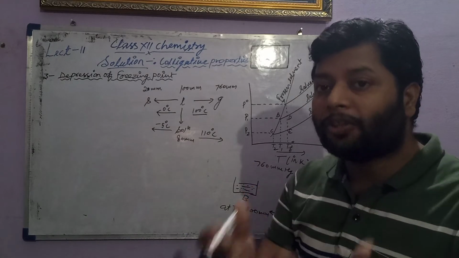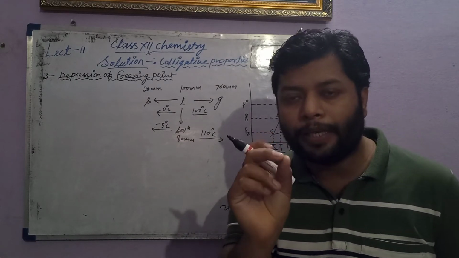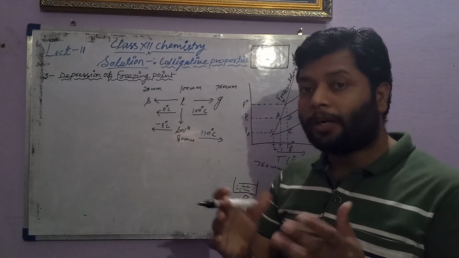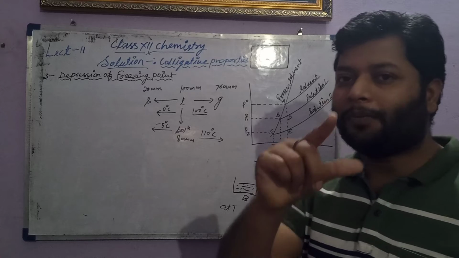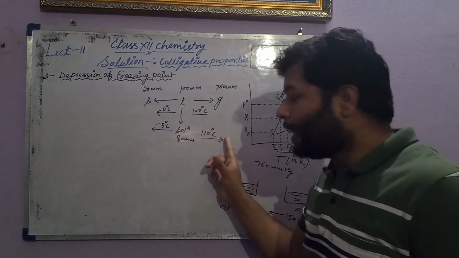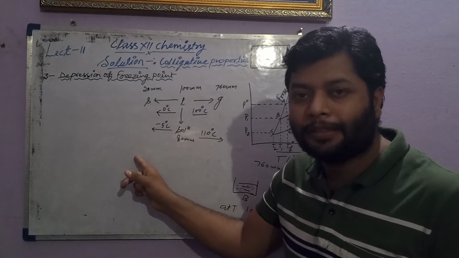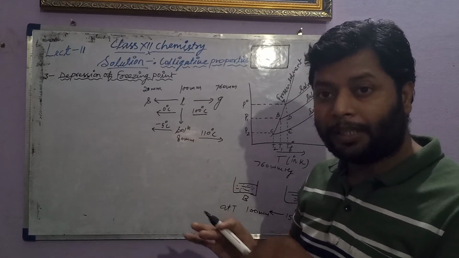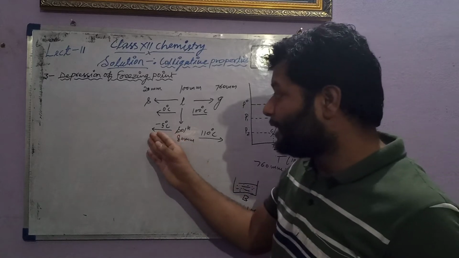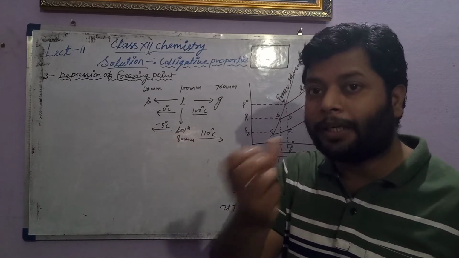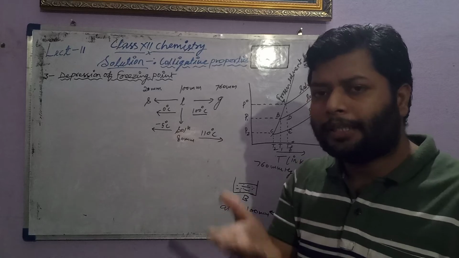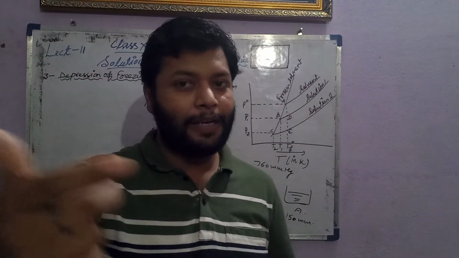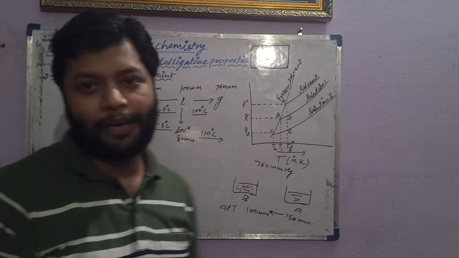When we say easily solidify, the freezing point is depressed. When we say hardly boiled, the boiling point is elevated. Hardly boil, easily depress. Why easily depress? Because the vapor pressure is already lowered. So it has to be converted into the solid very easily. That is lower than 0 degrees Celsius. You can see that with the help of the graph.